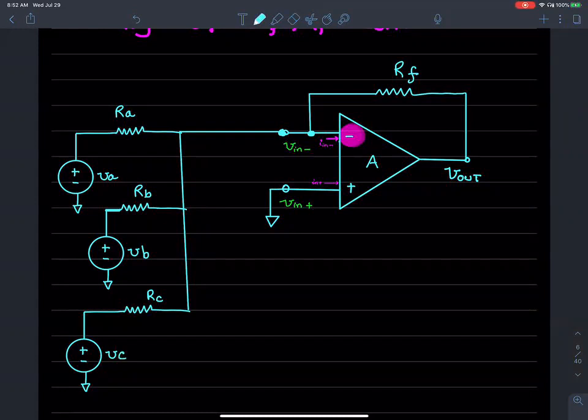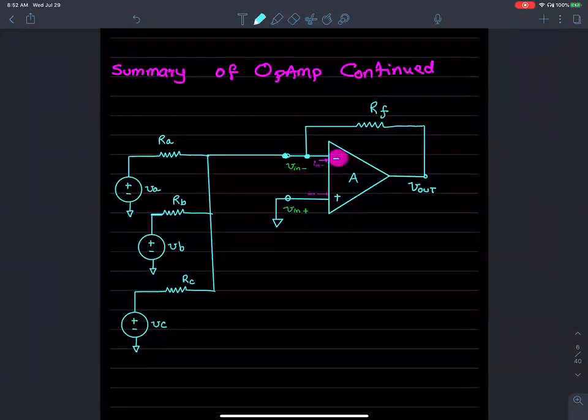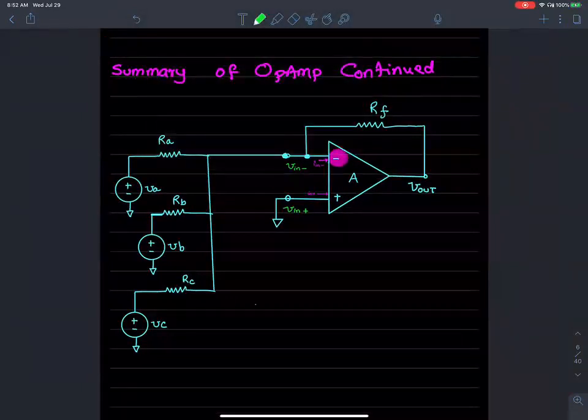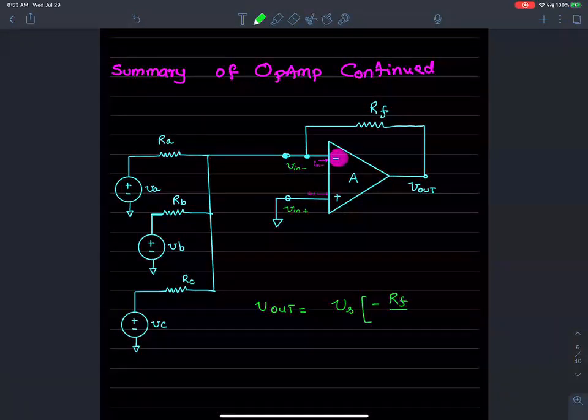Earlier, when you had only one voltage source, you had V output. V output was V input, or V source, times negative RF over RS, where this was your VS, and this was your RS.